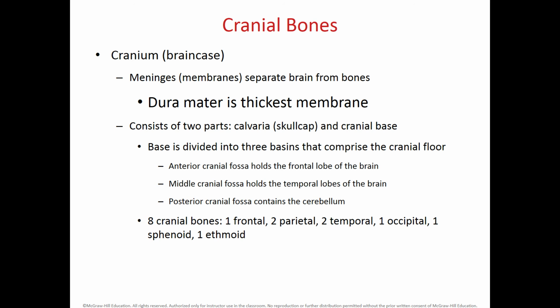This will be unpaired. Then we have the keystone, or the bone that connects all the other bones of the skull, which will be the sphenoid. And finally we have the ethmoid bone. And this ethmoid bone, along with parts of the temporal and occipital bones, makes up the base of the skull.